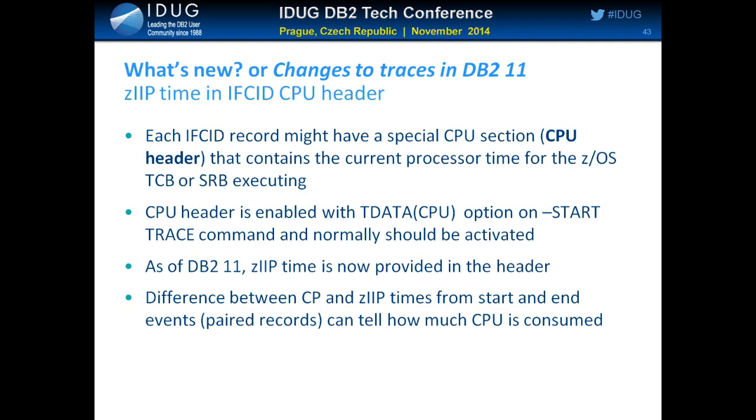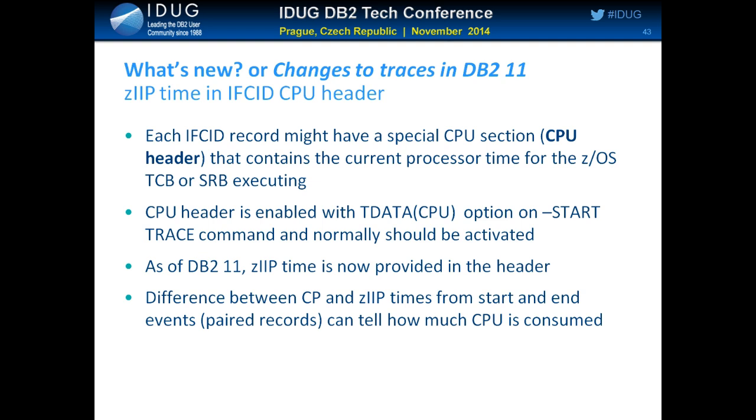And yeah, this is what we already spoke about, the headers. Many records may have that SQL, that CPU header. There is a parameter on the start trace command. So if you start the trace and specify CPU, you will start getting those. This is what the monitor tools are doing. So we start the trace and specify that parameter, so we'll get the CPU header.